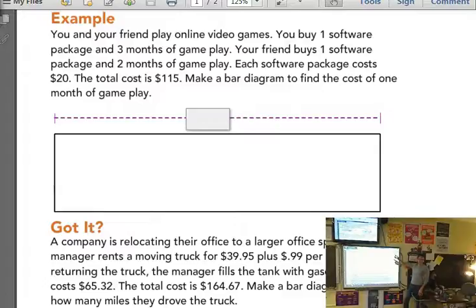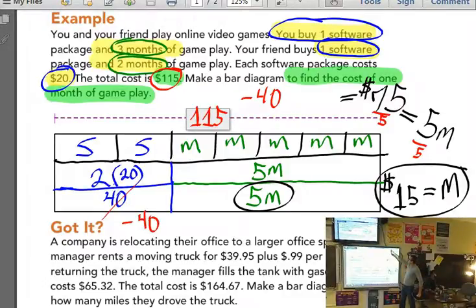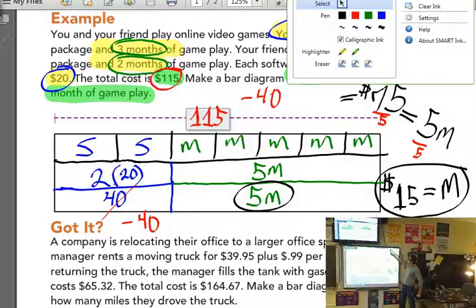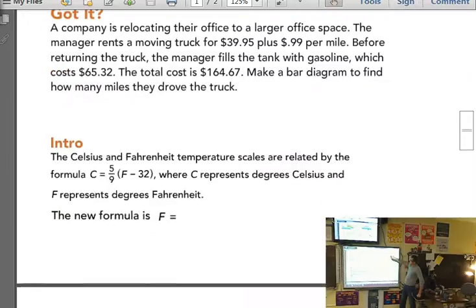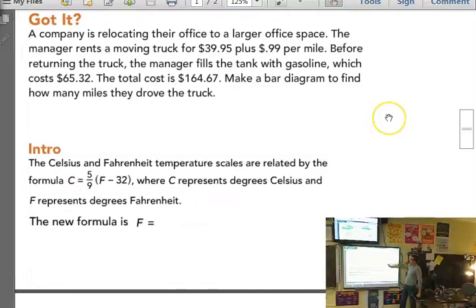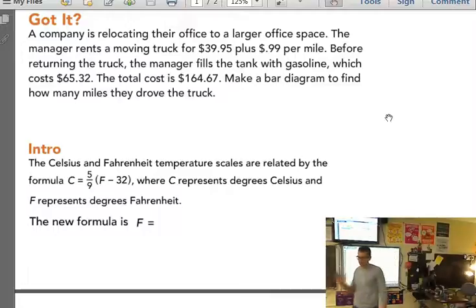Try the got it on your own. I am going to give you guys a couple minutes to do this. You do not have to set up a model. I know it says make a bar diagram, but if you choose not to, you do not have to. I know myself, I really think in numbers and variables. I don't have to have a picture. Sometimes it helps.